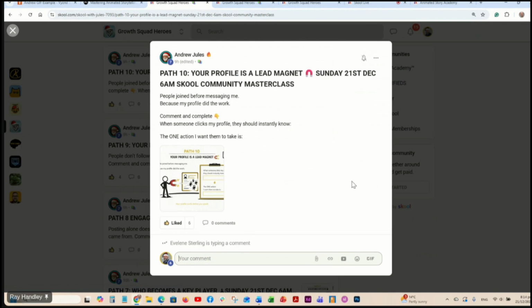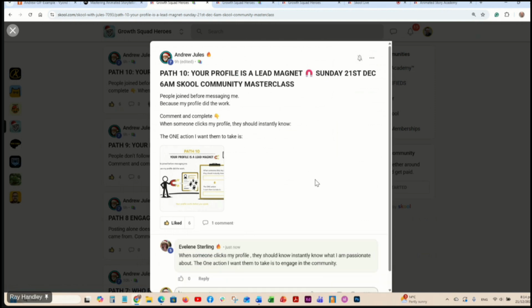So your profile is a lead magnet. Basically, if I look at any profile, that's an instant way that you can see, for one, what Andrew was talking about before, whether they're legit. If you look at someone's profile and there's nothing there, that's a bit of a red flag. But as you can see there, it's people joined before messaging me because my profile did the work.